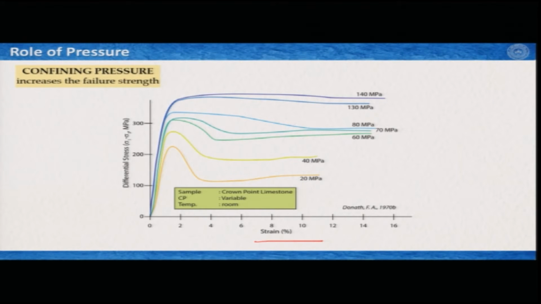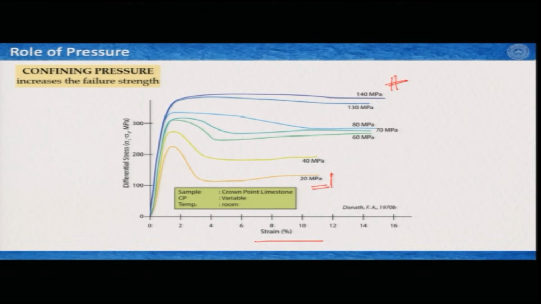The isostatic pressure or confining pressure was variable, ranging from as low as 20 megapascals to 140 megapascals. You know the pressure conversion with depth, and you can think about what depth corresponds to 20 megapascals, and what depth corresponds to 140 megapascals.